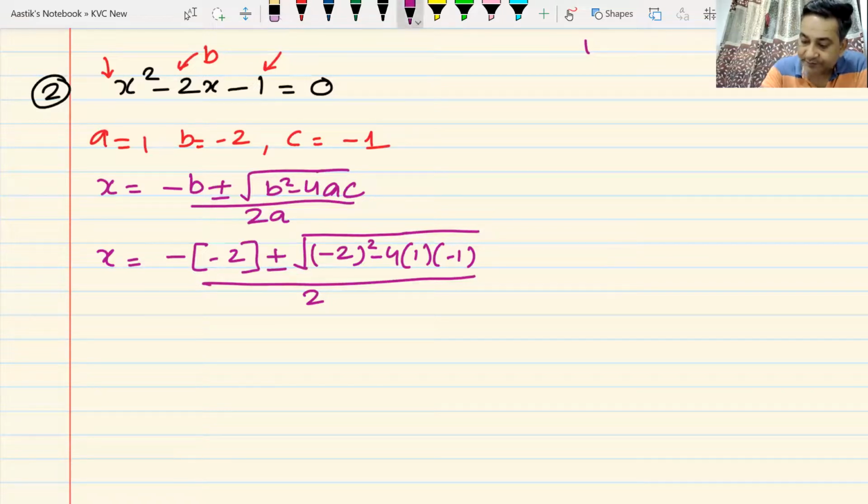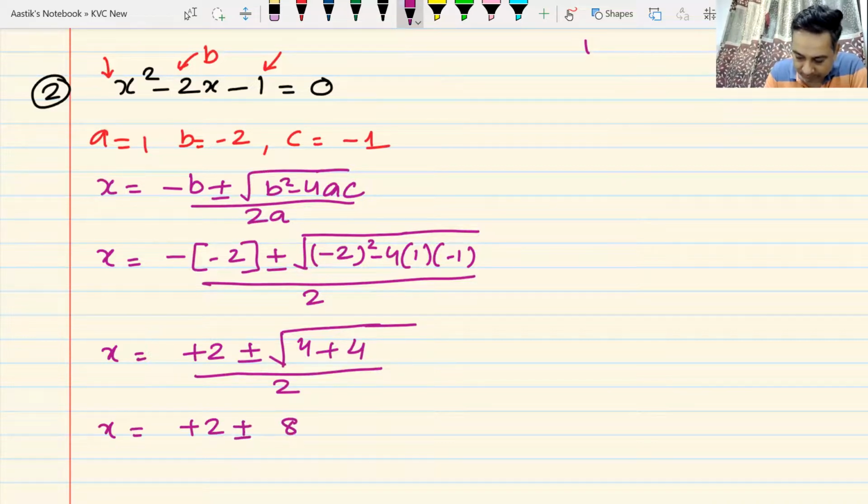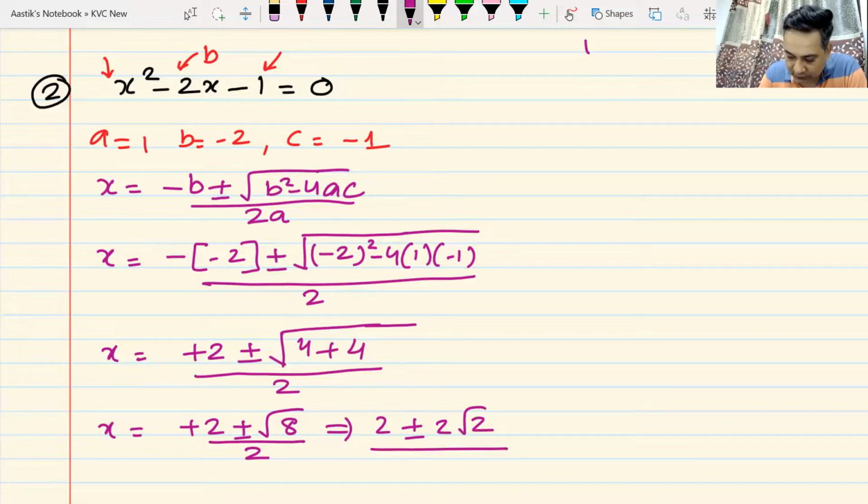Correct. Next step: x equals 2 plus or minus square root of 4 plus 4. 4 plus 4 is what we are getting. Minus 4 into minus 1 is plus 4. Yes, sir, by 2. Right. That equals 2 plus or minus square root of 8 divided by 2. Now that implies 2 plus or minus square root of 2 into 4, 2 root 2. Yes, by 2.